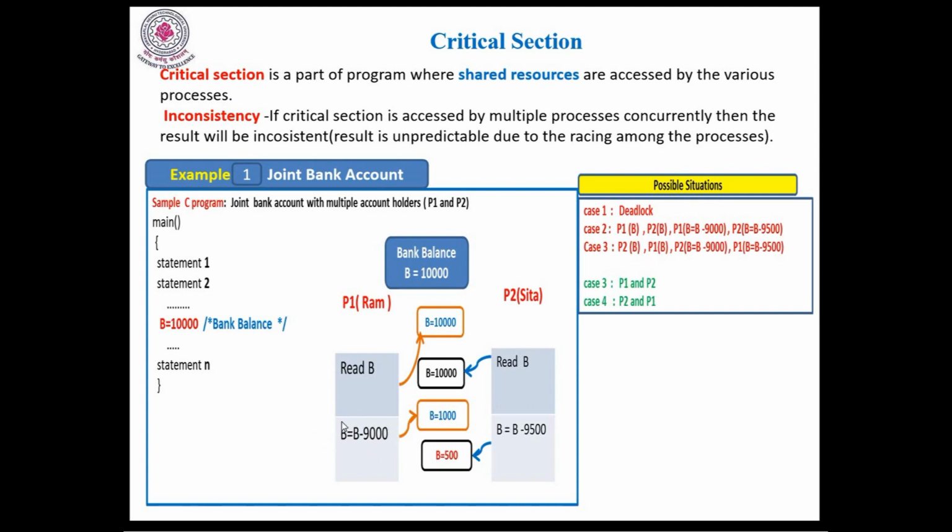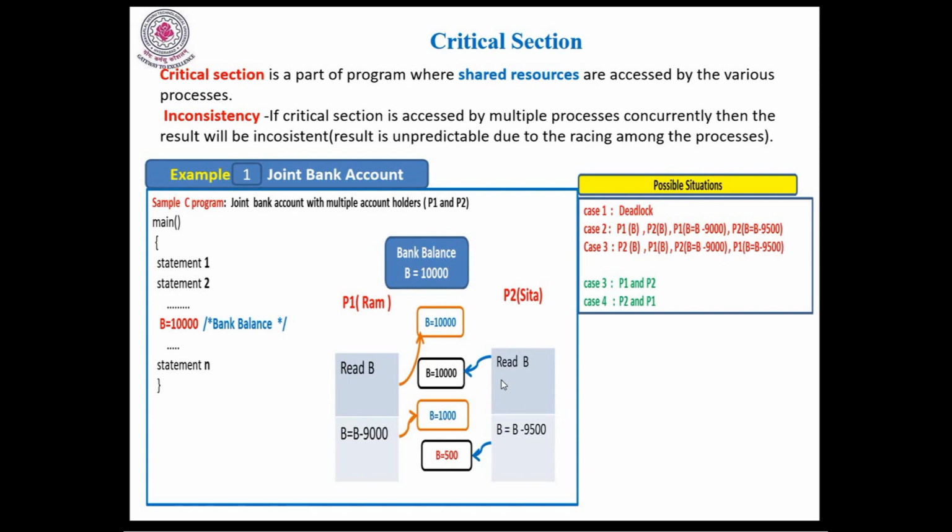What is the next instruction here? B equal to B minus 9000. What is the value available in B? B is having 10,000. So B is equal to 10,000 minus 9,000. Then you see the value of B is 1000 rupees. Now after P1 processing, B containing 1000 rupees is replaced by 1000. Next P2 will process the next instruction.